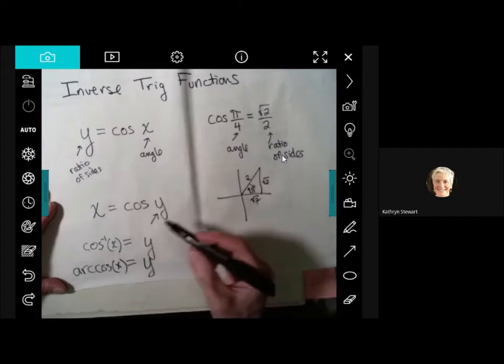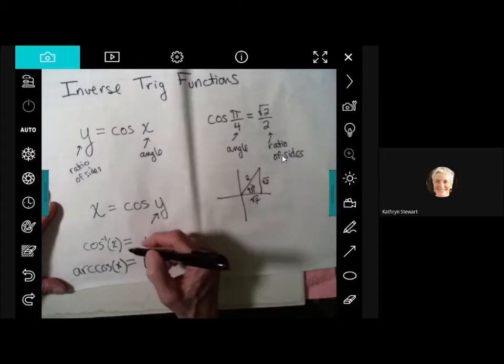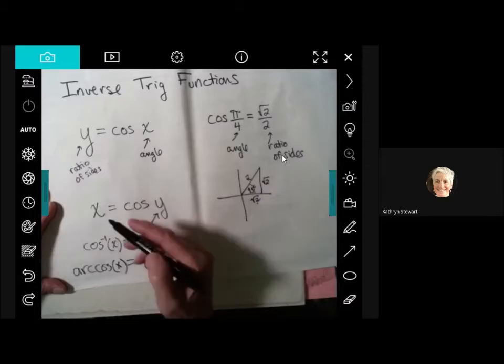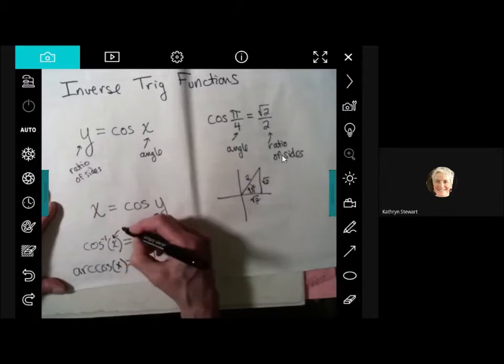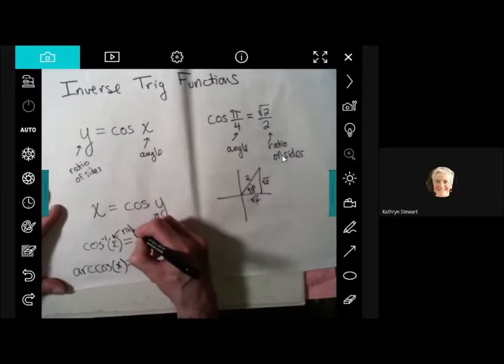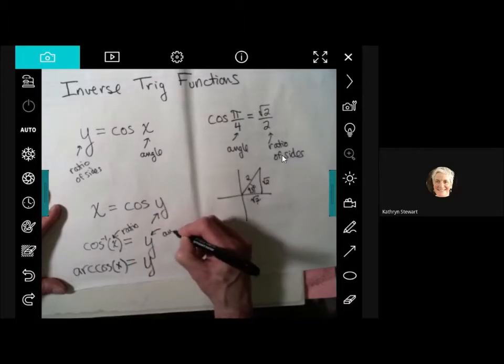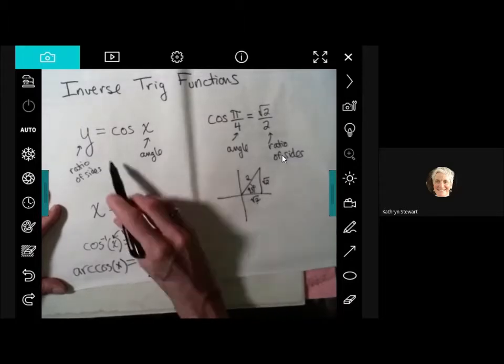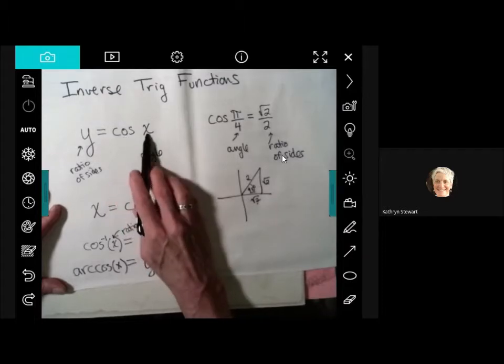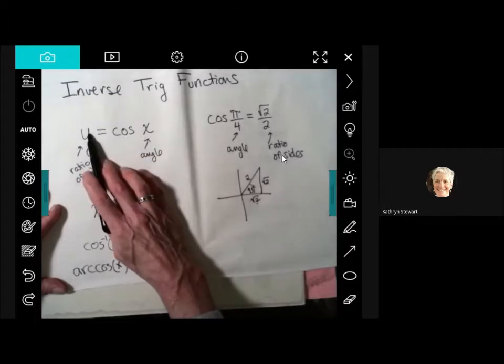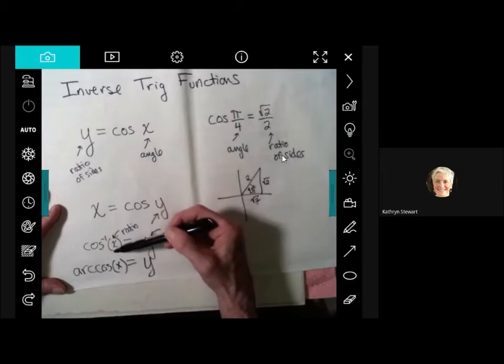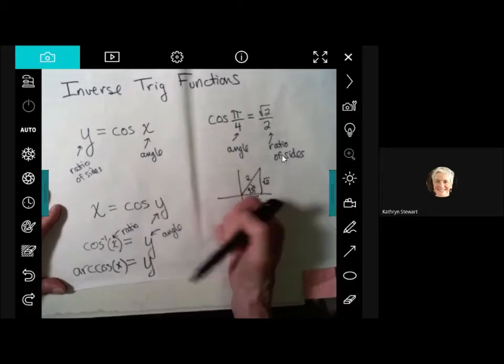Okay? Now, the thing to keep in mind here, I switch the x and y. This x now is my ratio of sides. This y now is my angle. So a cosine turns an angle into a ratio of sides. Its inverse turns a ratio of sides into an angle.